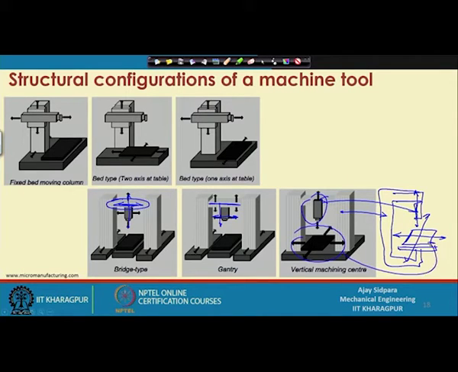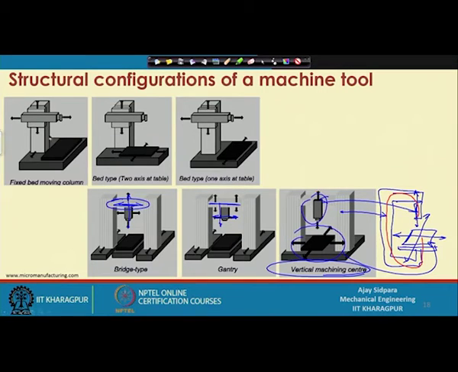So, this is the construction of this particular base type, and this tool is located here and your table is again located here. So, table or the workpiece is moving in x and y direction, and your tool is moving only in the z direction, that is on the overhang portion. So, that is why it is called the vertical machining center, or this is called C axis, because here the structure loop is something like this. So, this is called the C. So, that is why it is called a C construction.